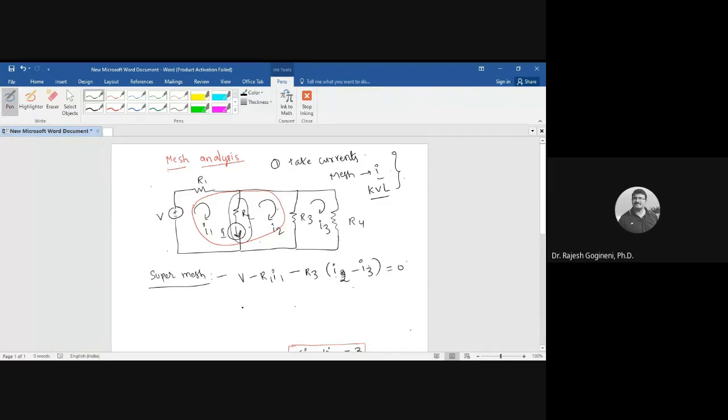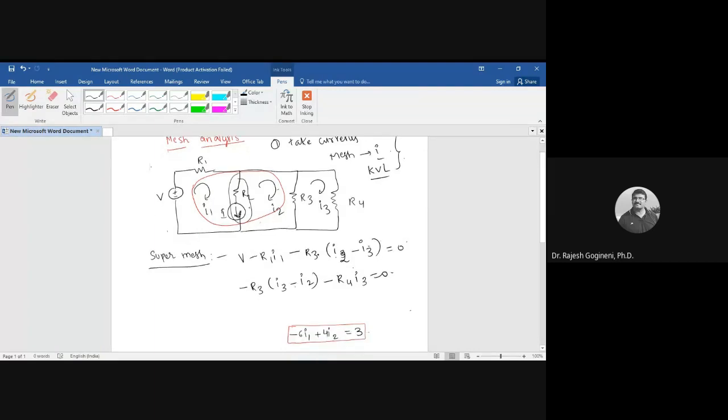Then for the third, last loop: R3 into I3 minus I2 plus R4 into I3 equals 0. Right? So here we have three currents, I1, I2 and I3, because three meshes are there. We got two equations in terms of three unknowns, I1, I2, I3. But we know this relation. What is this one?